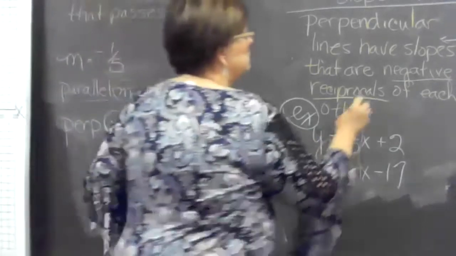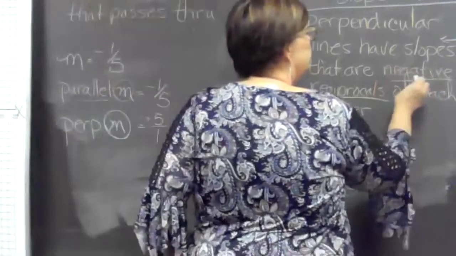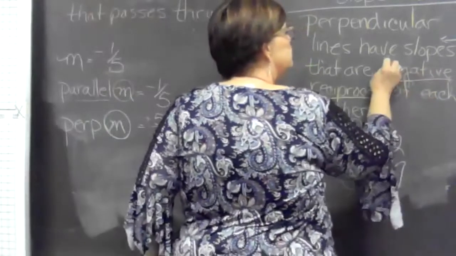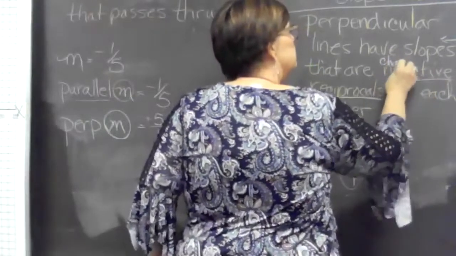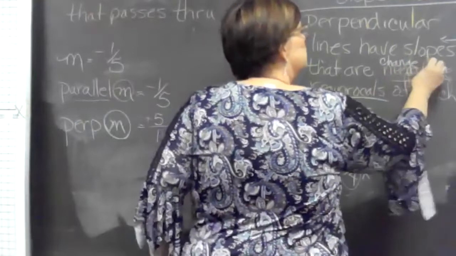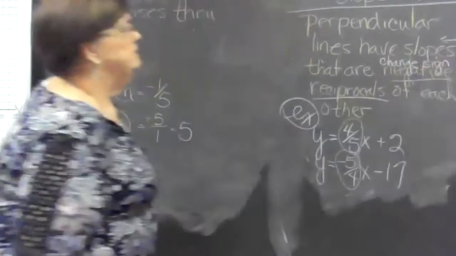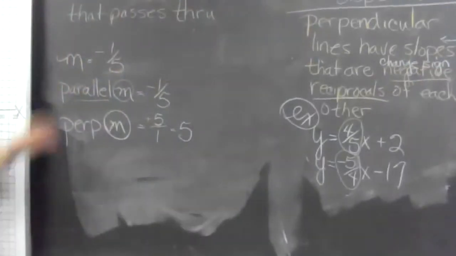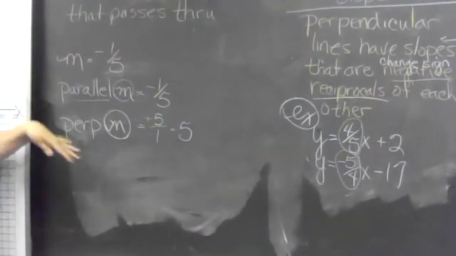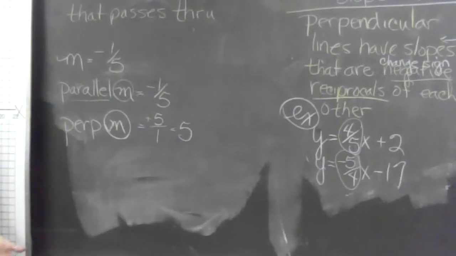Let's do this. The negative is a little bit confusing, so say change the sign. How about that? So if it's negative, it goes to positive. If it's positive, it goes to negative. Y'all see?